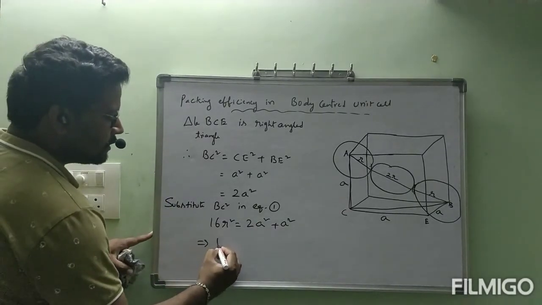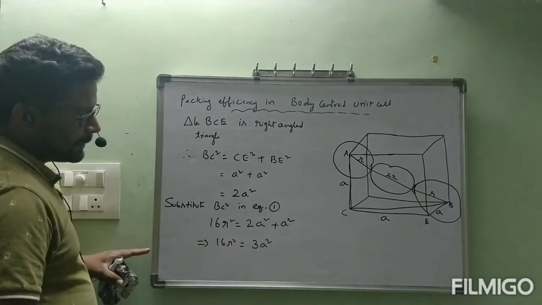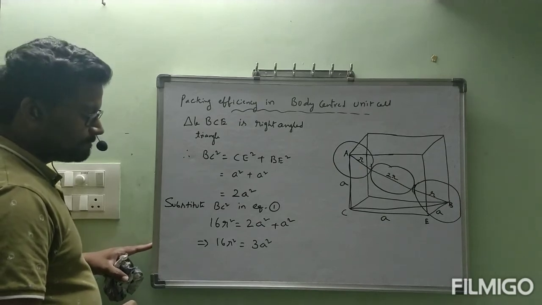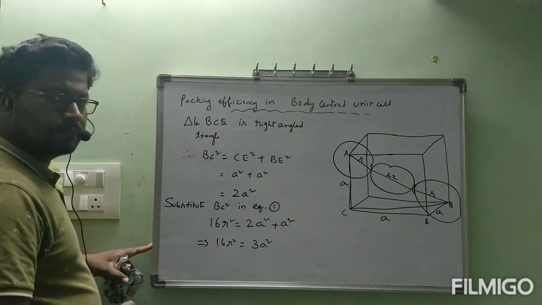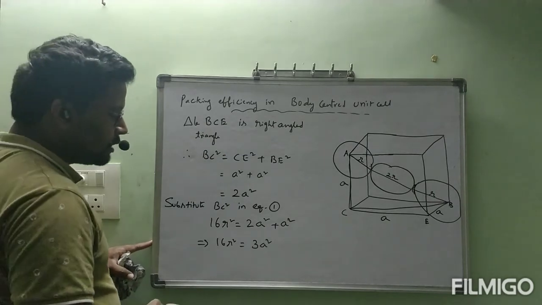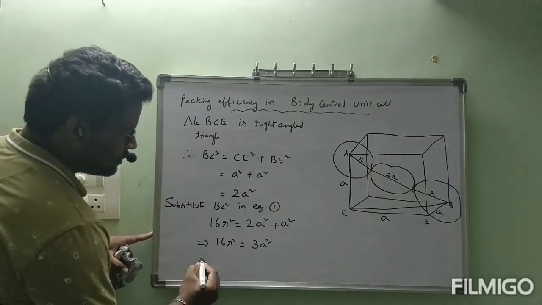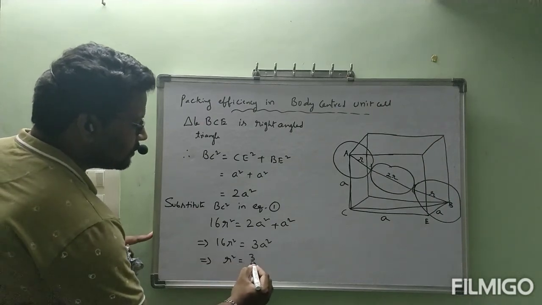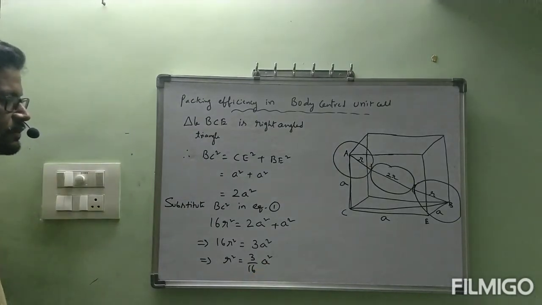This implies 16R square is equal to 3A square. Applying square root on both sides, or otherwise, do one thing. This implies R square is equal to 3 by 16 A square.